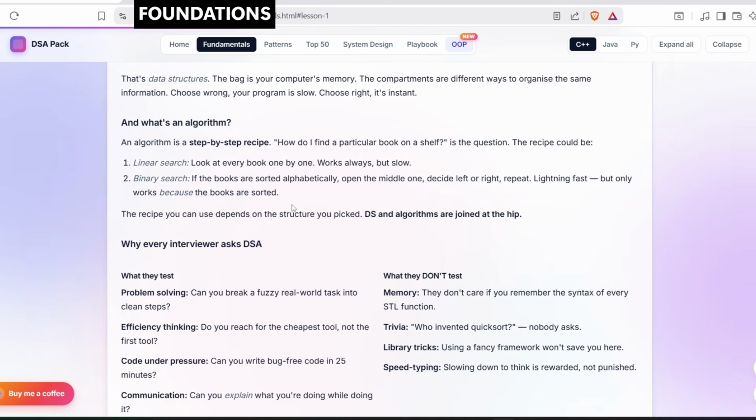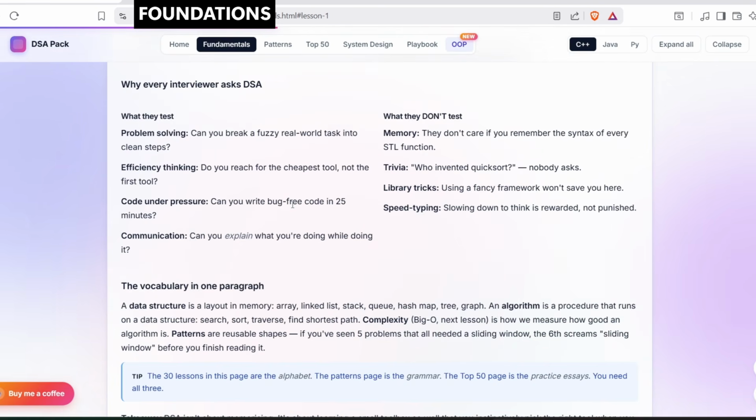Why does every interviewer ask DSA? What they test, what they don't test. They test your problem solving skills. Can you break a fuzzy real world task into clean steps? They test your efficiency thinking. Do you reach for the cheapest tool, not the first tool? Code under pressure. Can you write bug free code in 25 minutes? Communication skills. Can you explain what you are doing while doing it?